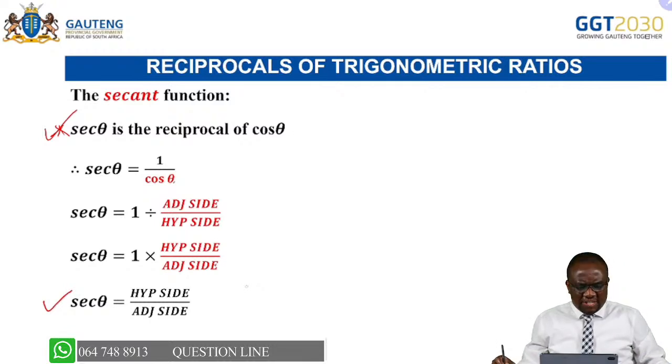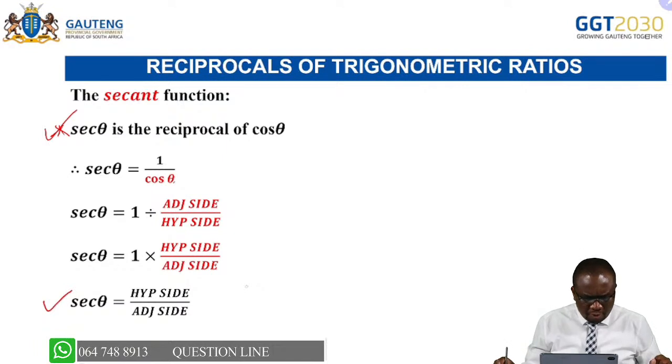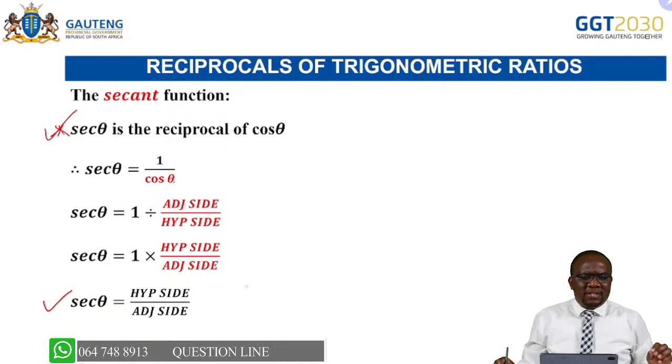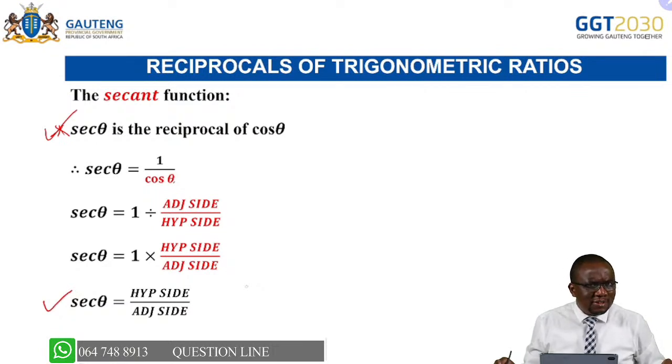I hope you managed to copy the 2 main points. Let's go to the last one, the last reciprocal of a trigonometric ratio. Which one is it? Tan theta, the reciprocal of tan theta. What do you think it is going to be called? Secant or something like that?